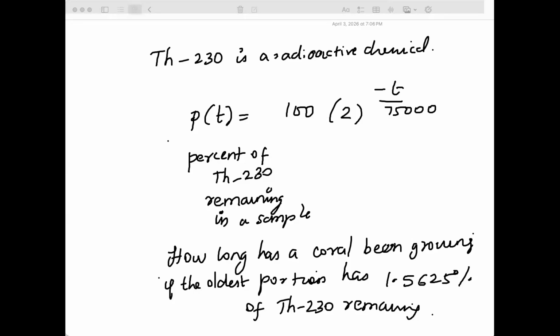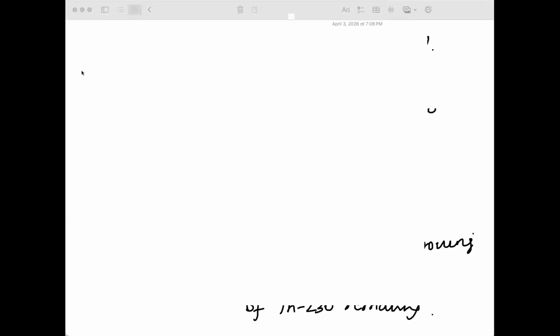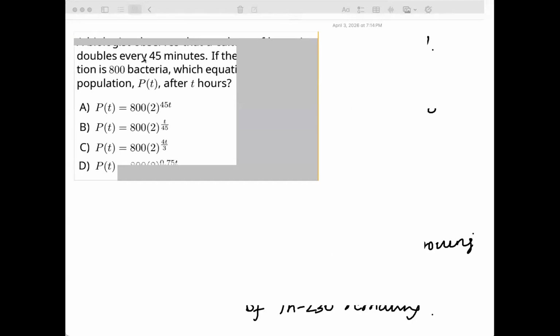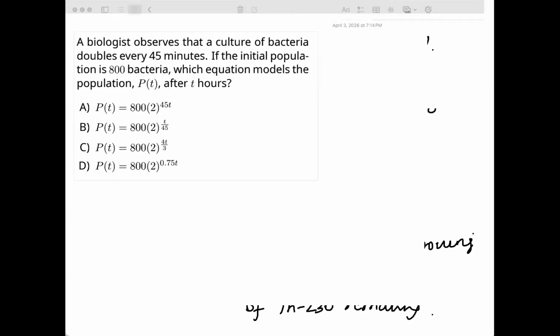Shrikar, did you finish? Yeah, I'm typing my answer. What is it? Shout out. I got 450,000. Okay, that's good. Yeah, that's correct. So let's go ahead and do this one. These are all subtly harder, not the school-based problems. A biologist observes that a culture of bacteria doubles every 45 minutes. Initial population is this. So, which equation models the population after T hours?